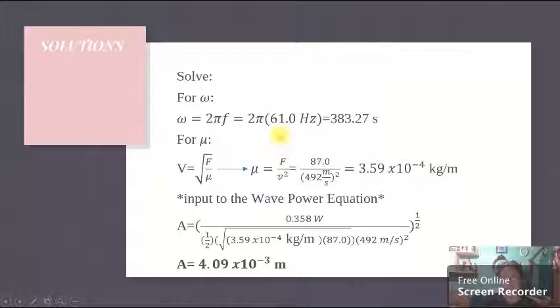So after that, we're just going to input all of them into the wave power equation. But since we are looking for the amplitude, we are going to isolate the amplitude so that we are going to have the right equation. So plug in all the given, and we're going to arrive at an answer, which is the amplitude, 4.09 times 10 raised to negative 3 meters.